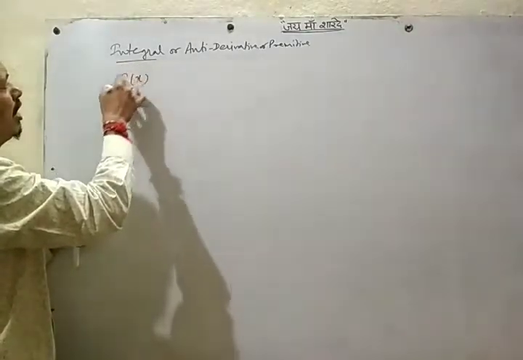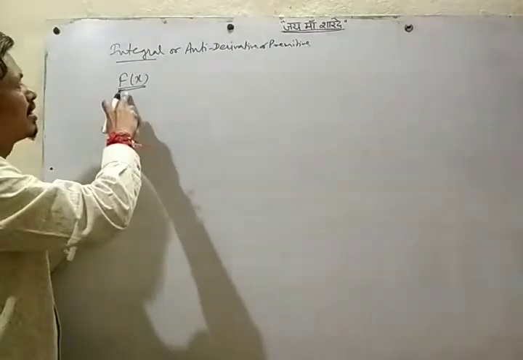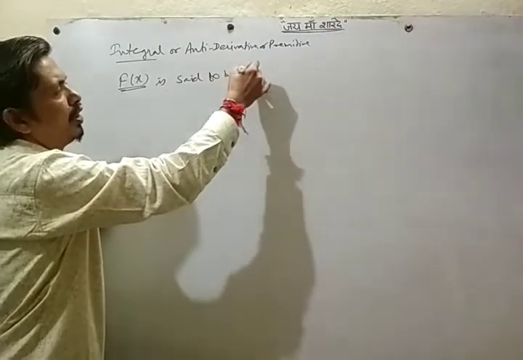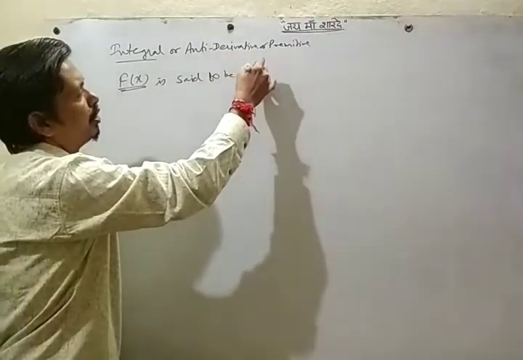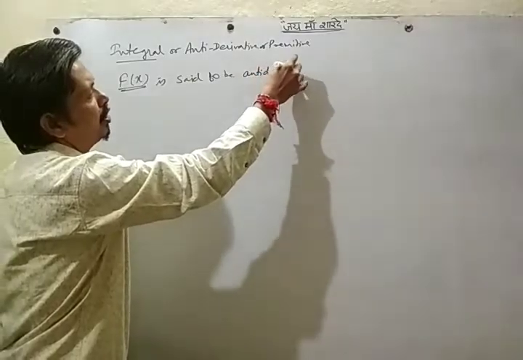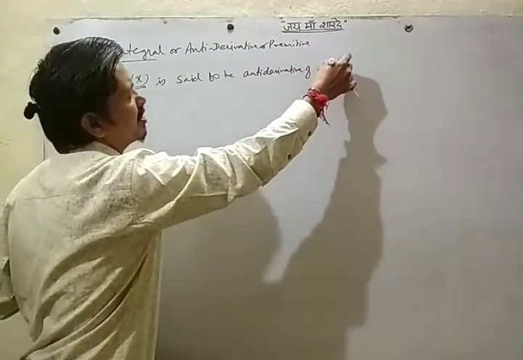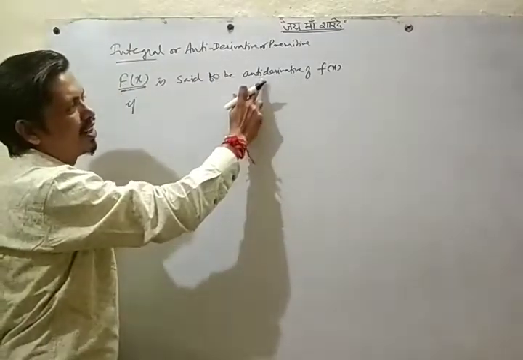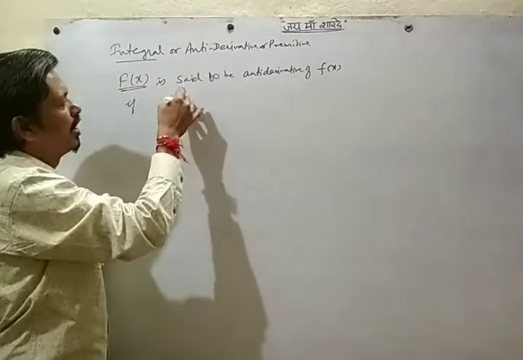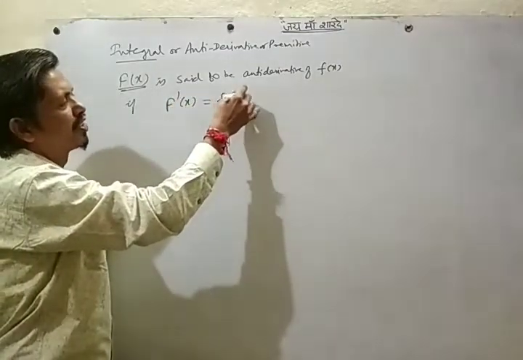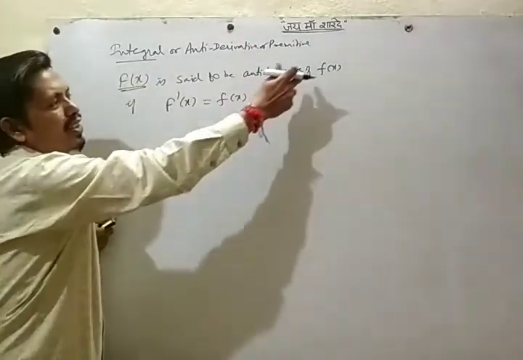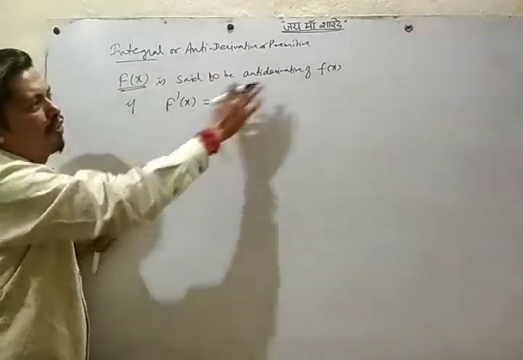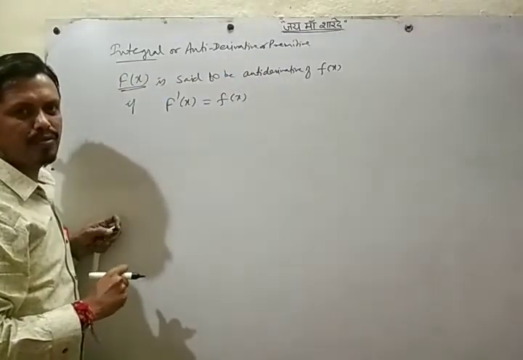So capital F of x is one function. This is said to be primitive or antiderivative of small f of x if the derivative of capital F of x is small f of x. If its derivative is f of x, then we say capital F of x is antiderivative of small f of x. Okay?